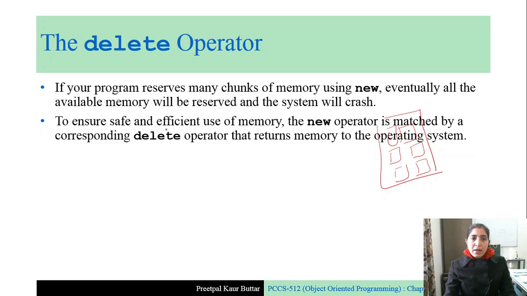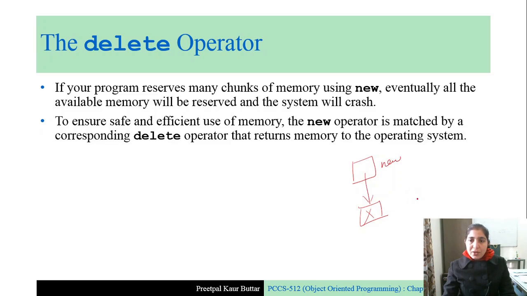To ensure the safe and efficient use of memory, new is matched by a corresponding delete operator that returns the memory to the operating system. So when you allocate memory using the new operator, you use this memory for a duration of time, and after that you do not need this memory anymore. A good programming practice is to free up that memory using the delete operator, so that this memory becomes available for other requirements.